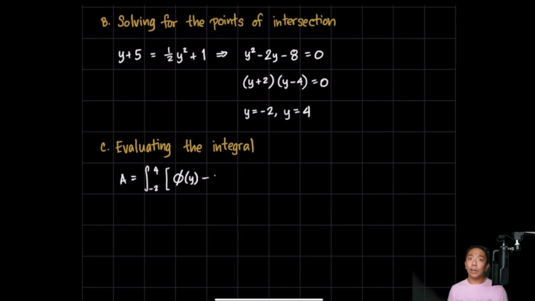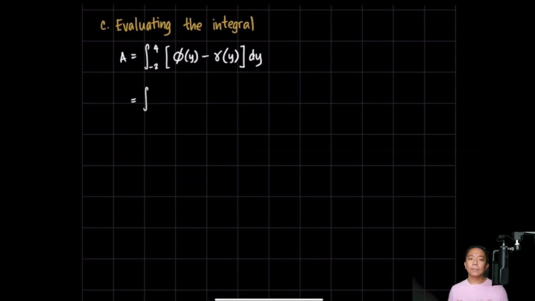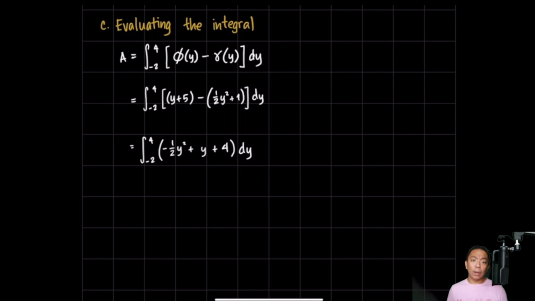So, the area of the region will be given by, so ito yung formula natin, the definite integral from negative 2 to 4, kasi siya yung interval, of phi of y minus gamma of y dy. This is equal to the definite integral from negative 2 to 4 of the quantity y plus 5 minus 1 half y squared plus 1. Combining like terms, we'll get the definite integral from negative 2 to 4 of negative 1 half y squared plus y plus 4. And using the power rule, makukuha natin na ang isang antiderivative nito ay negative 1 over 6 y cubed plus y squared over 2 plus 4y, which we will then evaluate from negative 2 to 4.